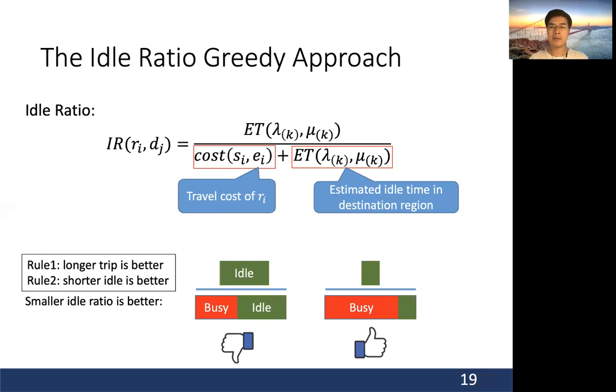With the accurately estimated idle times, we propose an idle ratio greedy approach to solve MRVD. Idle ratio is defined as this. Here, cost is the travel cost of Ri. ET is the estimated idle time in the destination region of Ri. Then, giving higher priority to trips with smaller idle ratio can satisfy the two rules at the same time. Then we gradually select the valid rider and driver pair with the minimum idle ratio value in the idle ratio greedy approach.